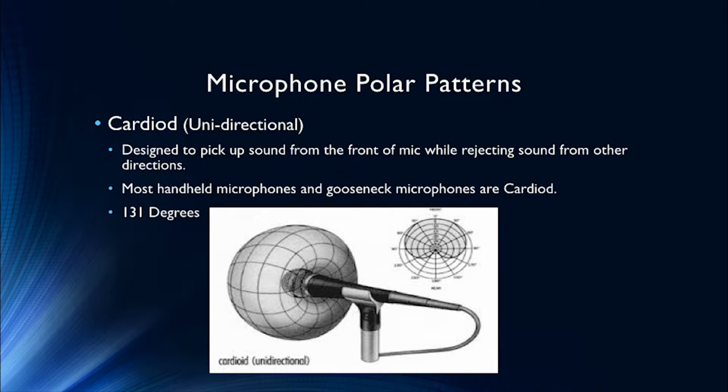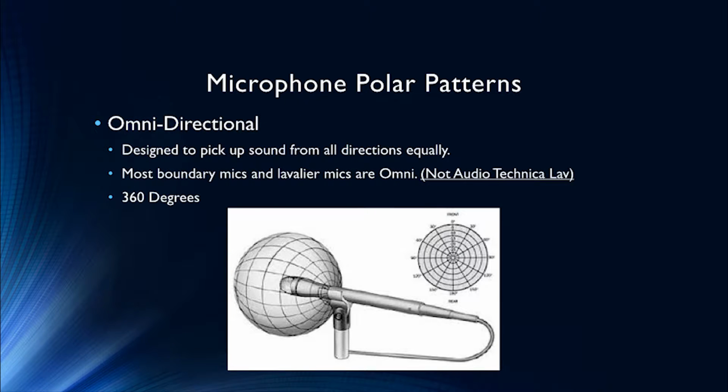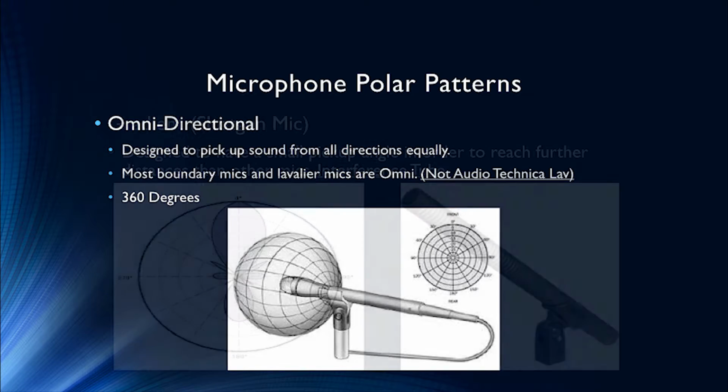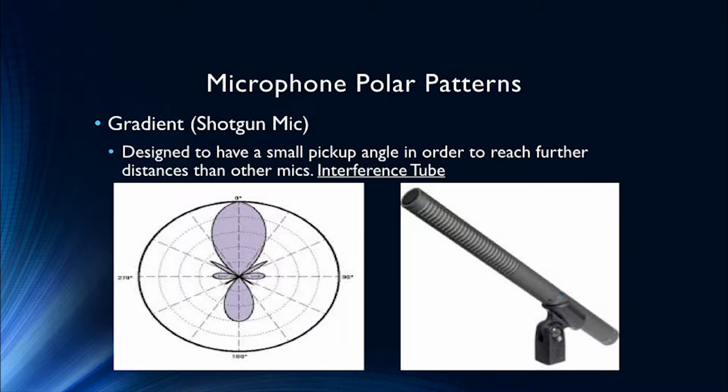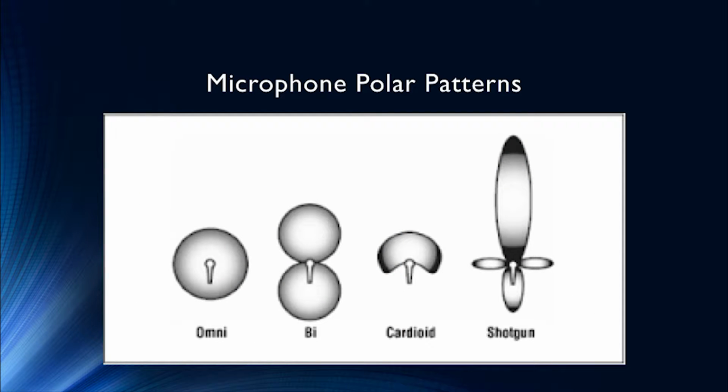So cardioid is unidirectional, has a pickup pattern of 131 degrees. Omni picks up 360 degrees, like the boundary mics. Then the gradient or the shotgun mics have what's called the interference tube, and that's their pickup pattern. They shoot a long distance and reject a lot on the sides of the microphone. Just a recap, those are the polar patterns, just so you kind of see what they look like.